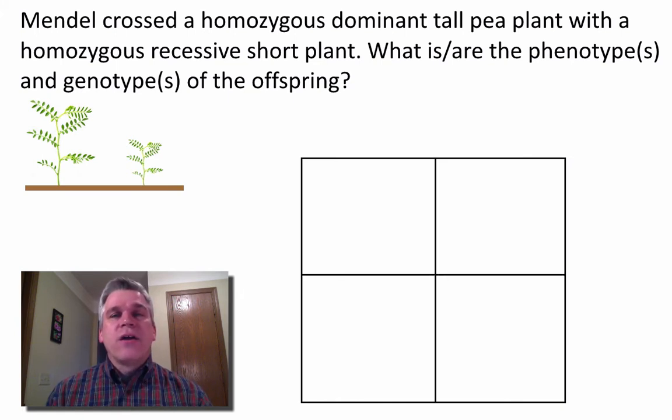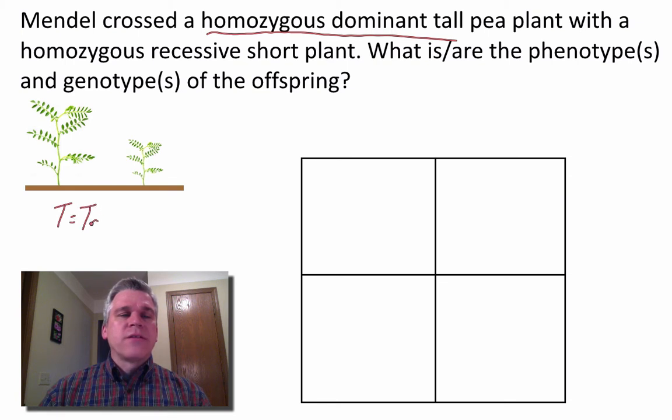We have to identify what are the genotypes of the parents. So we have some clues. For instance, we have that one parent is homozygous dominant tall. Now I'm going to use a few letters here. I'm going to use a capital T to represent the tall allele and a lowercase t to represent the short allele. So I have one parent who is homozygous dominant for tall and is crossing with a homozygous recessive short plant.